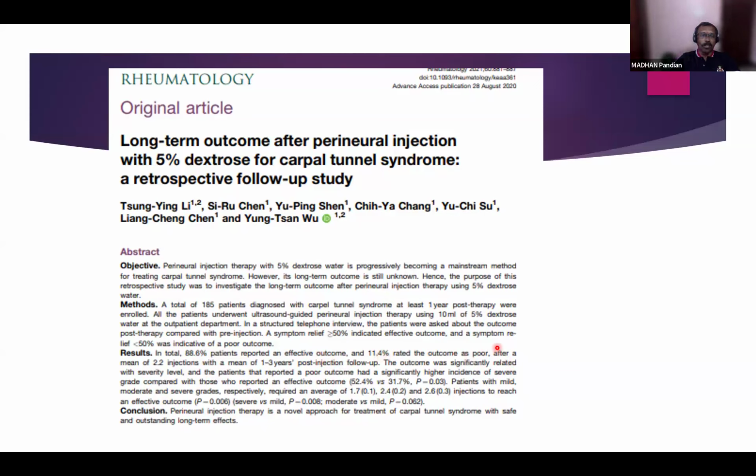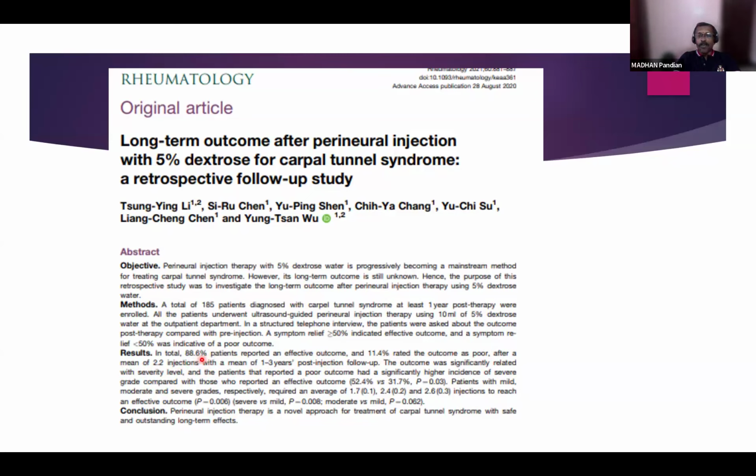have actually reported as poor, and that is after 2.2 injections. That is, an average of 2 to 3 injections of 5% dextrose will be required, every 4 weeks. And after 1 to 3 years of follow-up, this is the actual report. So nearly 90% results is something very, very significant.